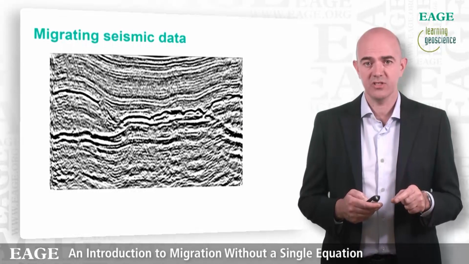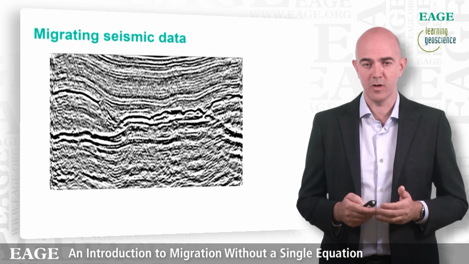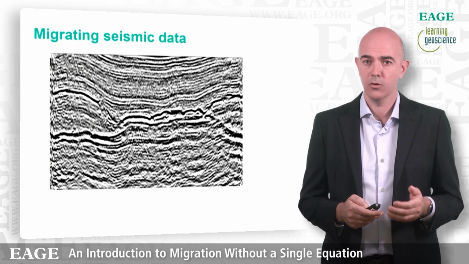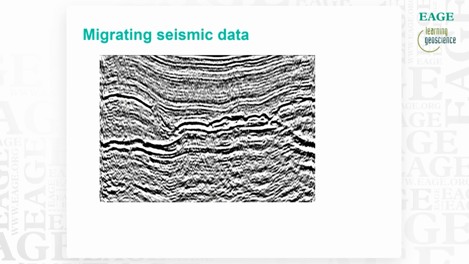And at the bottom of this image, you see some noise, you see some very steep events, and these are residual migration operators that are not cancelling well. We'll talk later about how to handle this type of migration noise.